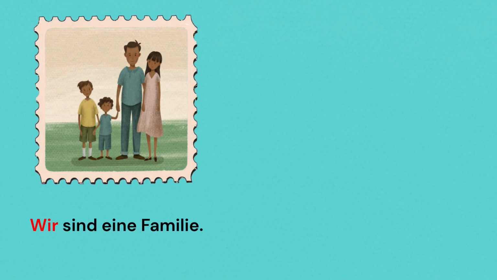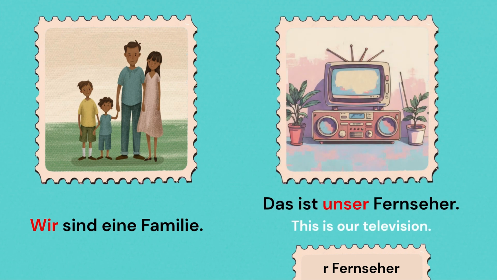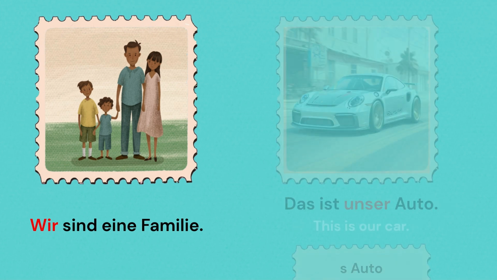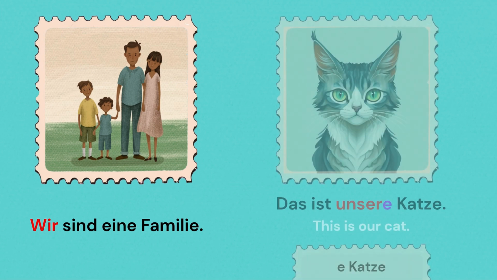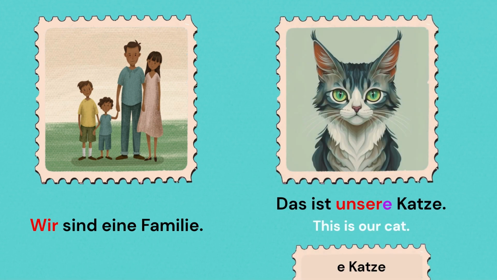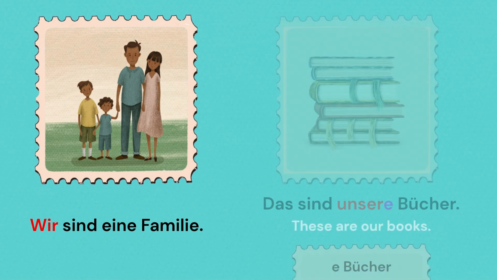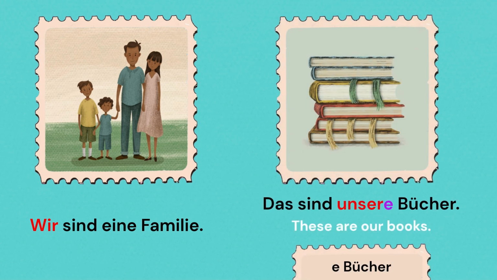Wir sind eine Familie. Das ist unser Fernseher. Das ist unser Auto. Das ist unsere Katze. Das sind unsere Bücher. So here also you should remember when the article is der or das, you use unser. In case the article is die in feminine or in plural, you use unsere.